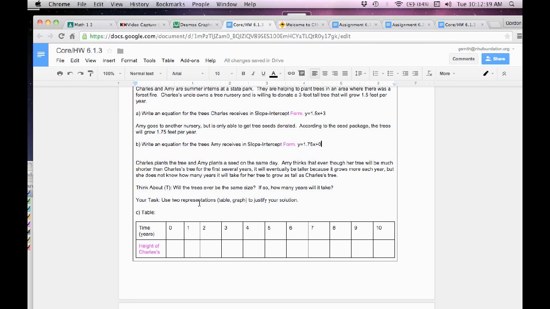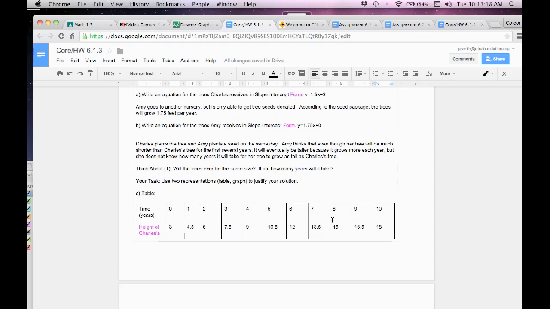Okay, so now we're going to use two representations, a table and a graph, to justify the solution. All right, how tall is Charles's tree at 0 years? It's the start value of 3. And what we realize is that it goes up by 1.5 every time, so it'll be 4.5, then 6, then 7.5, then 9, then 10.5, then 12, then 13.5, then 15, then 16.5, and then it will be 18 feet tall in 10 years.